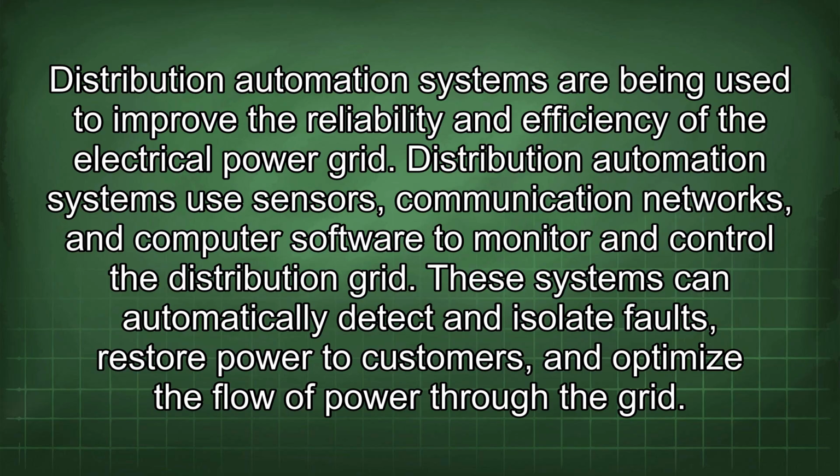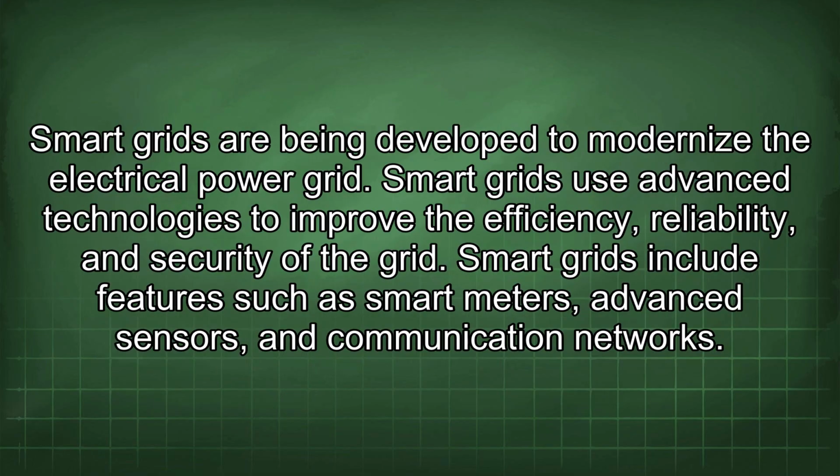Distribution automation systems are being used to improve the reliability and efficiency of the electrical power grid. Distribution automation systems use sensors, communication networks, and computer software to monitor and control the distribution grid. These systems can automatically detect and isolate faults, restore power to customers, and optimize the flow of power through the grid.